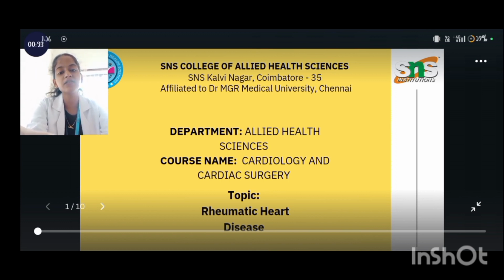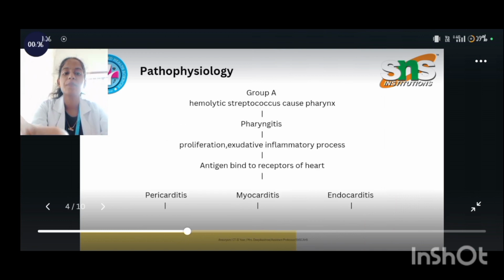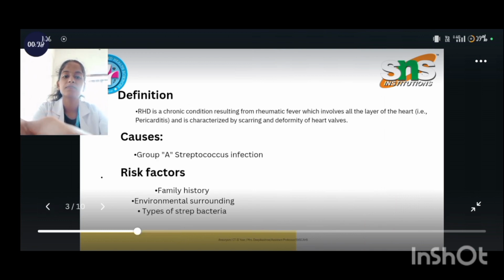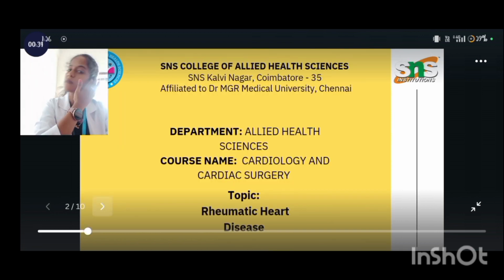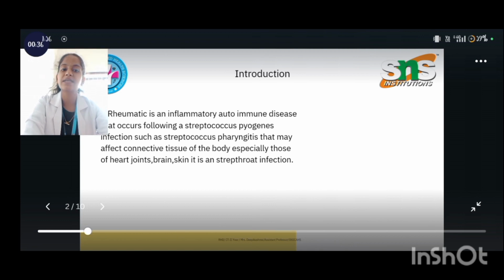The introduction to rheumatic heart disease: rheumatic fever is an inflammatory autoimmune disease that occurs following Streptococcus pyogenes infection, such as Streptococcal pharyngitis, that may affect connective tissues of the body, especially those of the heart, joints, brain, and skin. It is called strep throat infection.